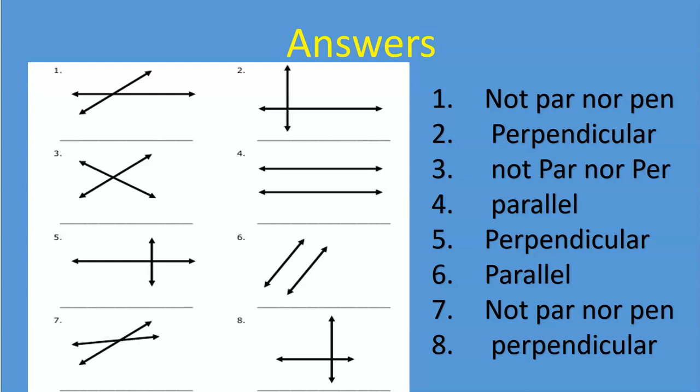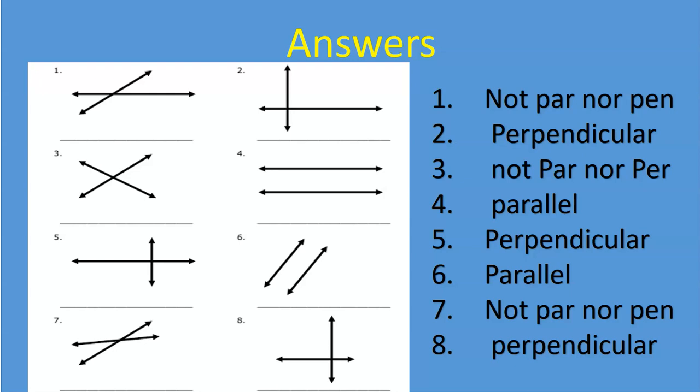Number 4, parallel lines. Number 5, perpendicular lines. Number 6, parallel lines. Number 7, not a parallel nor perpendicular lines. And number 8, it's a perpendicular line. Did you get all the correct answers? Still, do you have any confusions?